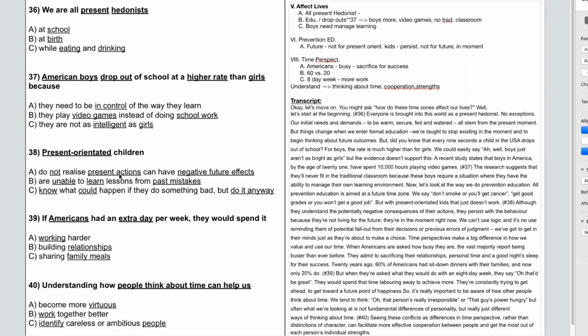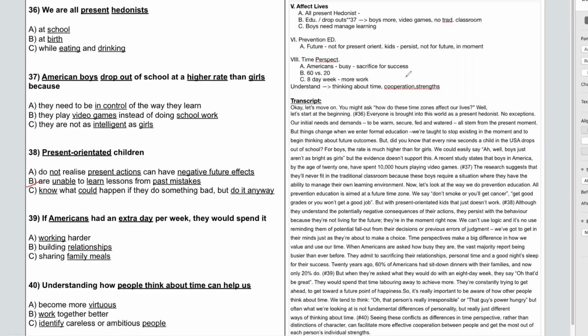and let's go on to the next question. So we see present-orientated children, and this would take me right here, prevention education. So I see here that present-oriented children are persistent with their behavior. They don't live for the future, they live in the moment. And so since nothing was said about the past, I can effectively eliminate B because nothing was discussed regarding the past. And so we have to decide between A and C because A does have the keyword of future, which was in our outline, but we also have C, which talks about the conditional and the fact that these children know what could happen if they do something bad.